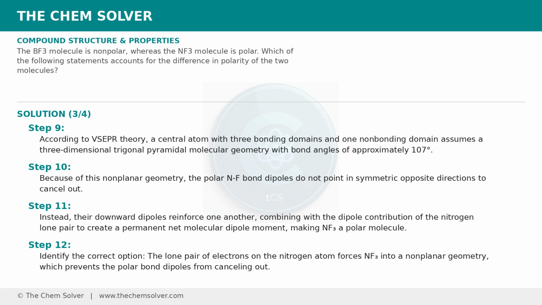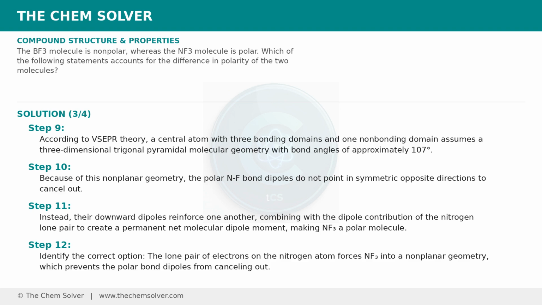Because of this nonplanar geometry, the polar NF bond dipoles do not point in symmetric opposite directions to cancel out. Instead, their downward dipoles reinforce one another, combining with the dipole contribution of the nitrogen lone pair to create a permanent net molecular dipole moment, making NF3 a polar molecule.